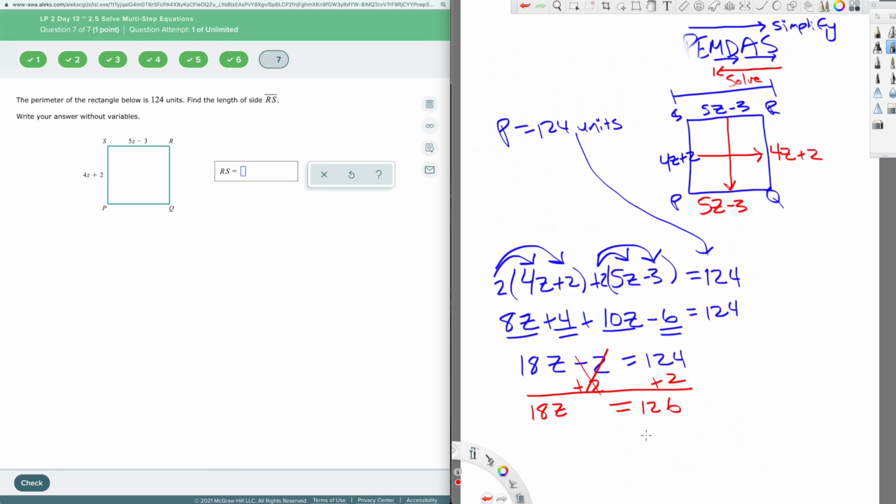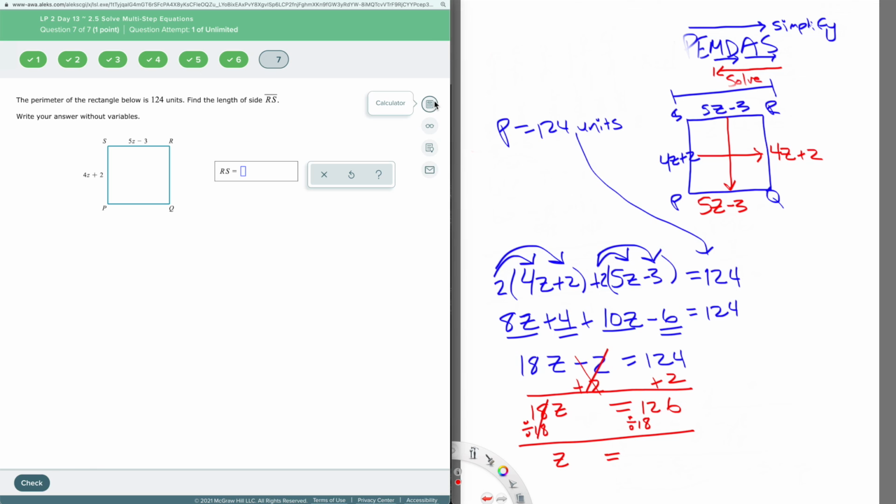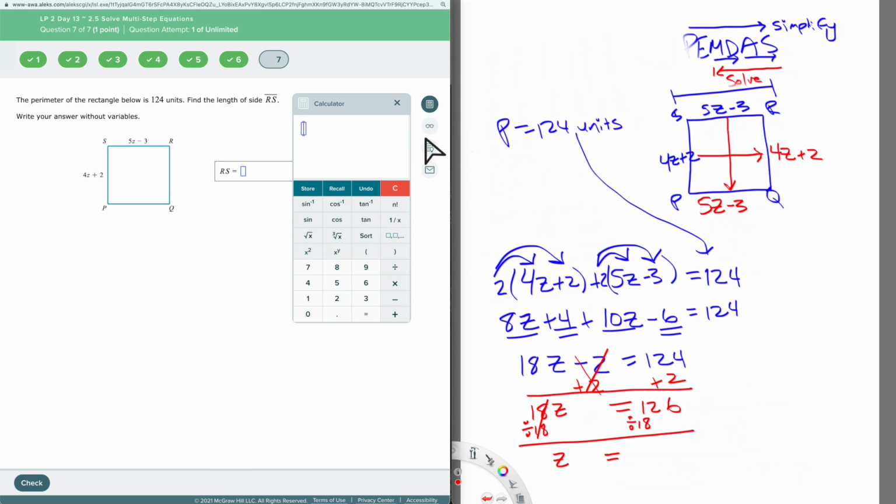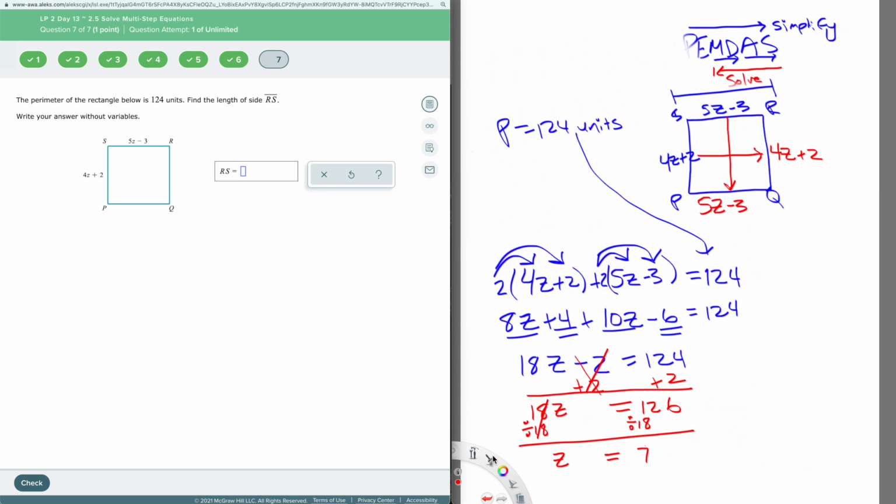And now I can deal with this multiplication here. I'm going to divide by 18 on both sides. 18 divided by 18 is 1, or just z. And in this case, we do have a calculator here, so if you don't know what 126 divided by 18 is, that's all right. We can use our calculator, and we get 7. So that one, I'll admit, I didn't know right off the top of my head. I would have had to think about it for a minute. But we can use our calculator. It was available to us on this one. So z equals 7. Again, that is not our answer.